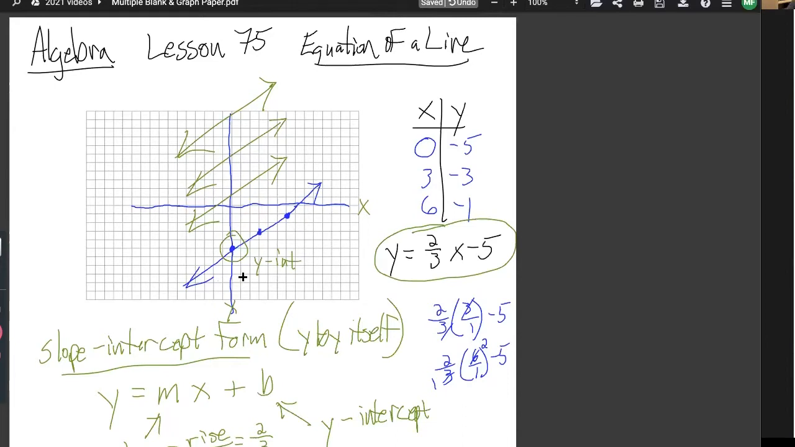And it doesn't help you just to give you the y-axis intercept, because there are multiple lines that could go through this. Actually, there's an infinite number of lines that go through this, right? But there's only one with a 2/3 slope. So you need both. You need the slope and you need a point.